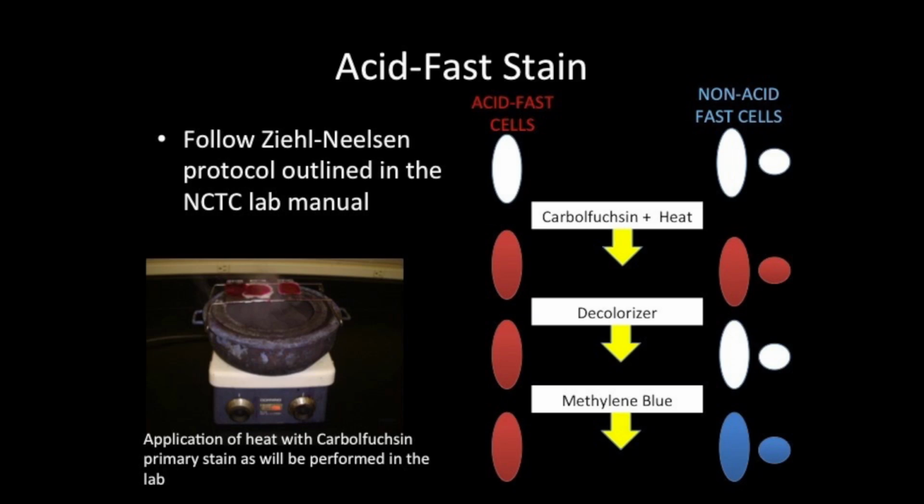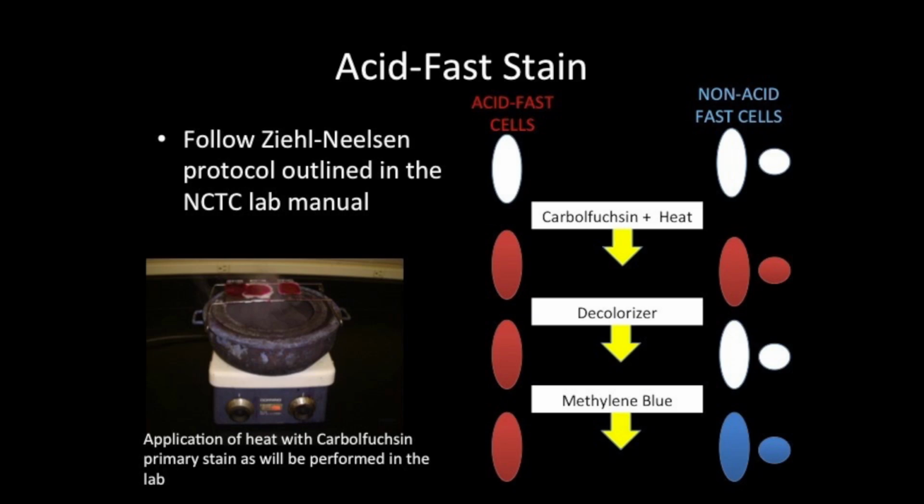The counterstain, methylene blue, is added to stain the non-acid-fast cells. The methylene blue is unable to penetrate the waxy mycolic acid, but is easily able to penetrate the non-acid-fast cells. So at the end of the procedure, acid-fast cells will appear red and non-acid-fast cells will appear blue.